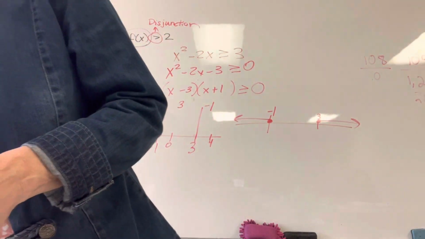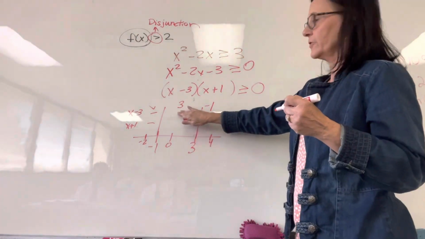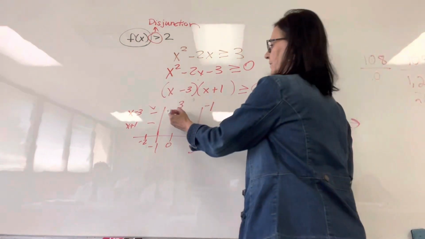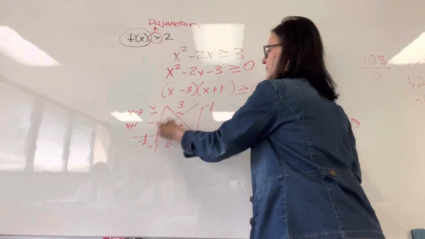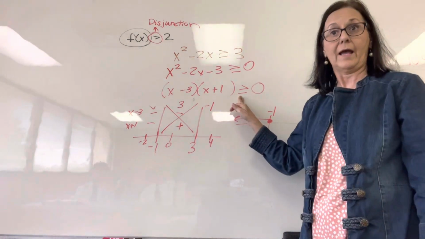When I plug in 0 to the first term, is it positive or negative? When I plug in 0 to the second one, it is positive. A negative times a positive is never greater than 0. It's going to be a negative value, less than 0.